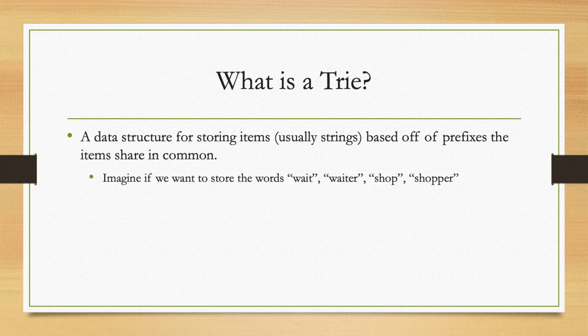So imagine if we wanted to store the words wait, waiter, shop, and shopper. We see from a high level that wait and waiter share the same four letters, or the same prefix of WAIT, and shop and shopper also share the same prefix of SHOP. So you see a relationship between the first two items, and you see a relationship between the last two items based off their prefixes that are in common.